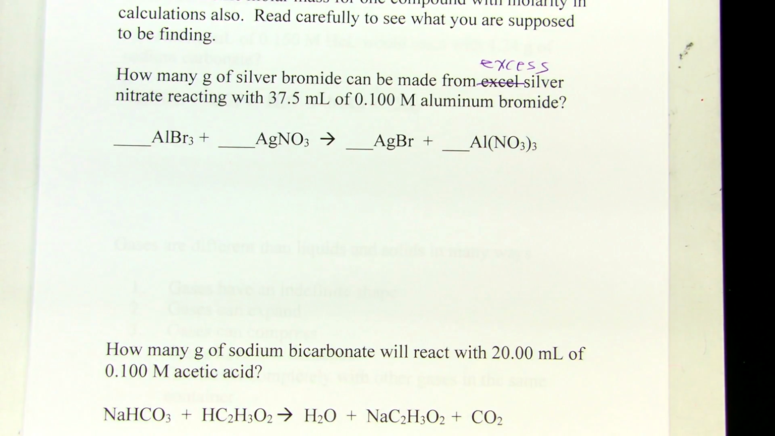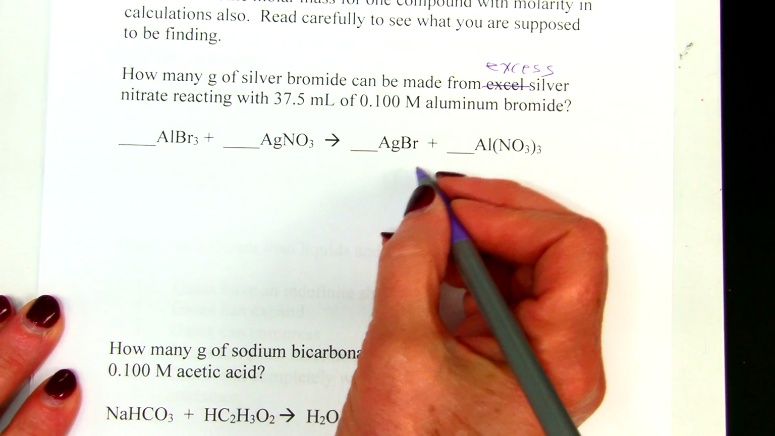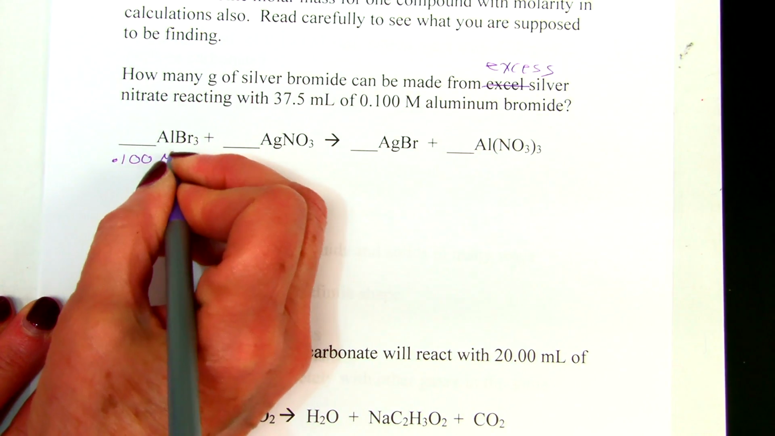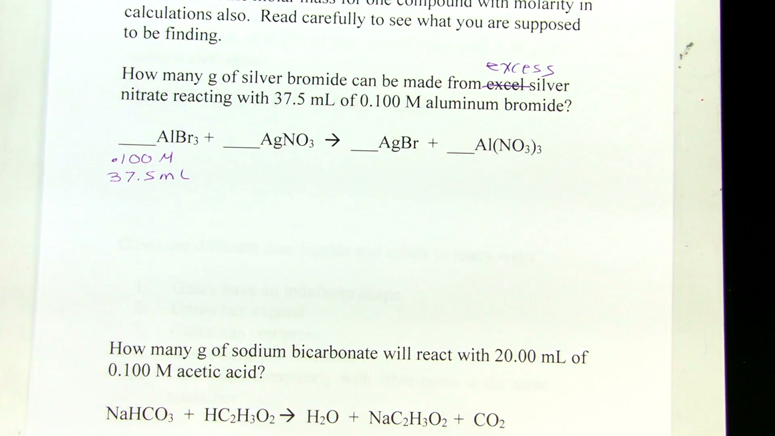So, I know when I read this that I have the aluminum bromide is 0.1 molar, and I have 37.5 milliliters. Since I have molarity and volume of aluminum bromide, I don't need the molar mass of aluminum bromide because I'm going to use the molarity as a conversion factor.